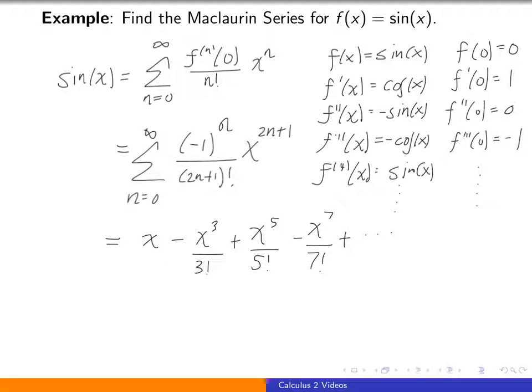x cubed over 3 factorial plus x to the 5th over 5 factorial minus x to the 7th over 7 factorial, and so on. In terms of a bit of intuition for remembering this formula, recall from both pre-calculus and calculus, sine is an odd function. And what that means is that the graph of sine is symmetric about the origin. Also note that the only powers present in this Maclaurin series representation for sine are the odd powers, which is how we can remember this formula.